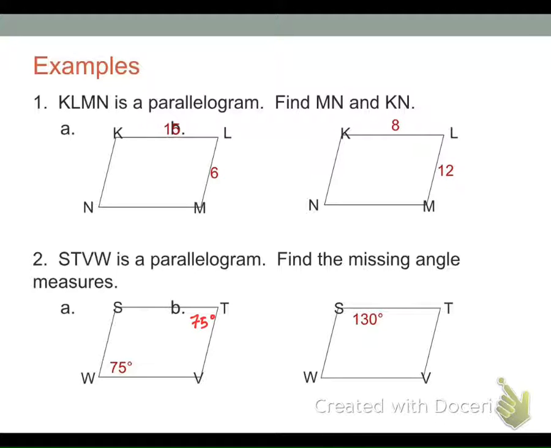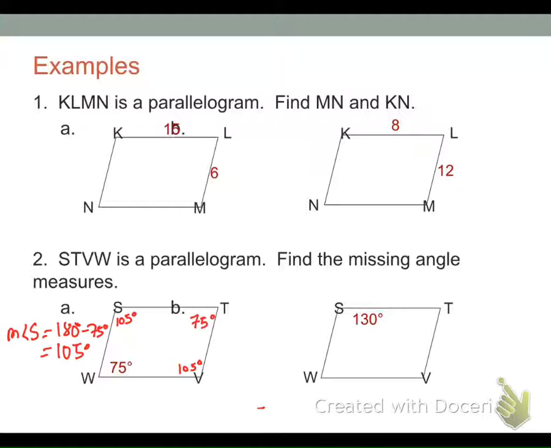Now that we've used that, we can also apply number 3. Consecutive angles are supplementary. So we know that consecutive angles have to add up to 180. So to find the measure of angle S, it's going to be 180 degrees minus 75. What is 180 minus 75? 105. So we have 105 degrees. And then we can go back to number 2. Opposite angles are congruent. So that means that this is 105 degrees.